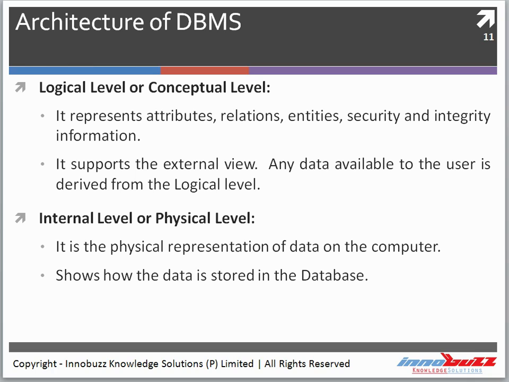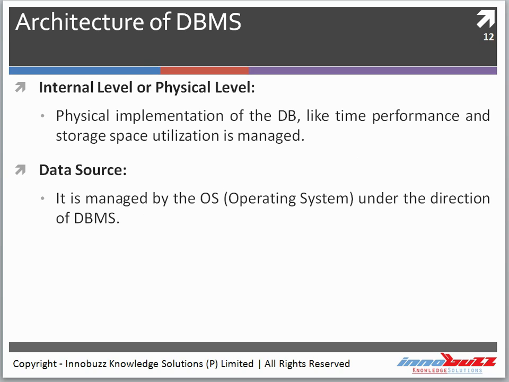The internal level or physical level is the lowest level of abstraction. It describes how the data is physically stored. At the internal level, complex low-level data structures are described in detail. The data source is managed by the operating system under the direction of the DBMS.